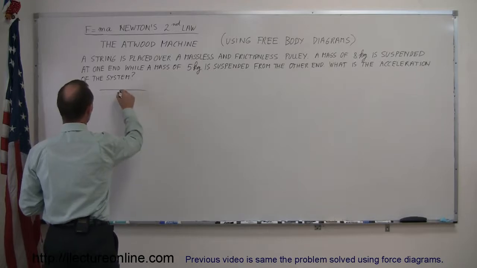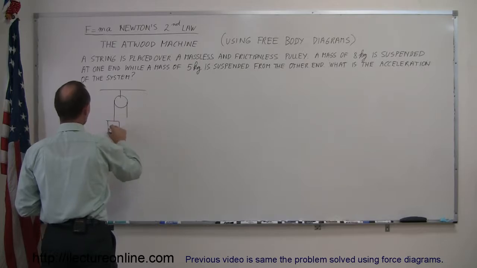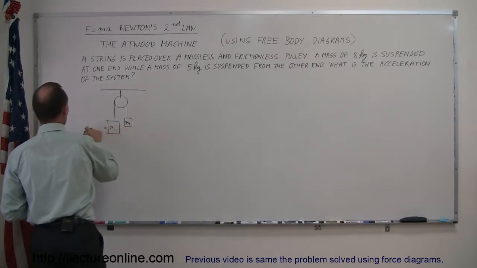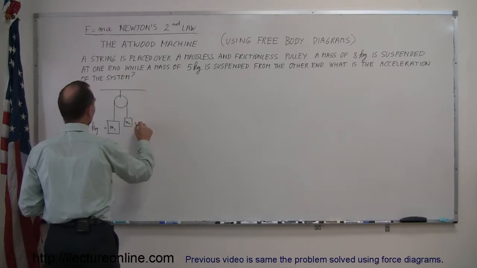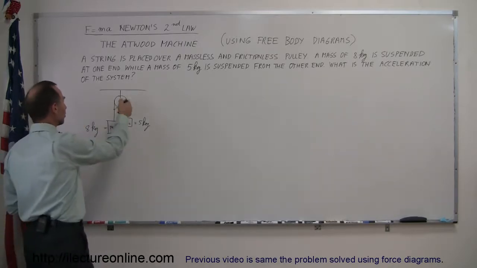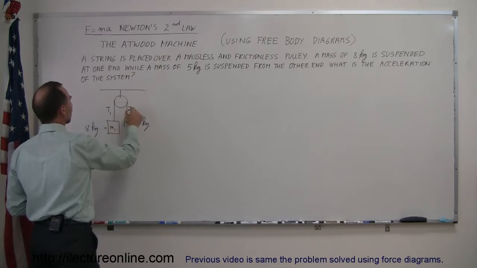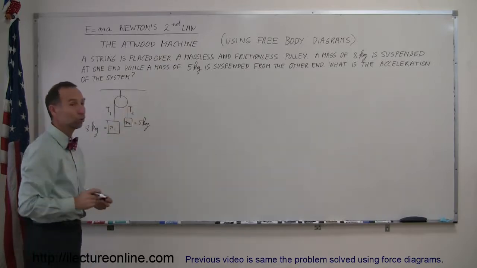So here's a ceiling. From the ceiling, we suspend a pulley. From the pulley, we will suspend two masses, a big mass, call it M1, and a smaller mass, call it M2, realizing the big mass has a mass of 8 kilograms, and the small mass has a mass of 5 kilograms. All right, and of course we realize we have tension in the string, so we'll call the tension on the left side T1, and the tension on the right side T2.